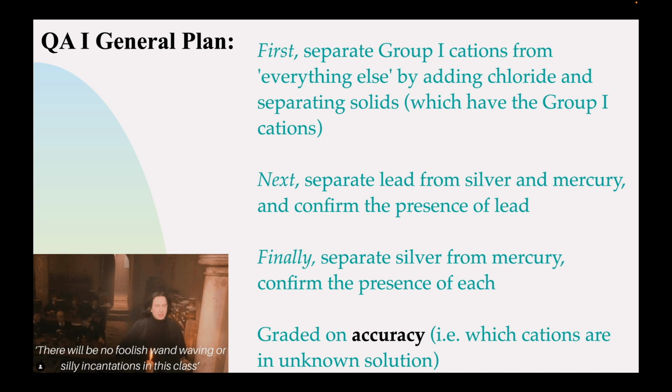And once you have these things separated, you need to make sure they're actually there. So there will be a confirmation test, like a yes and a no test, to make sure that they're actually present. And so in this lab, there's no math, as I said, but you will be graded on the accuracy, i.e. do you have these ions? Do you not? You will be given an unknown with between 1 and 3 of the group 1 cations, and your goal is just to tell me what exactly is inside it.